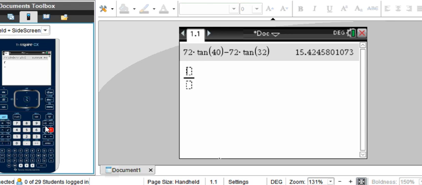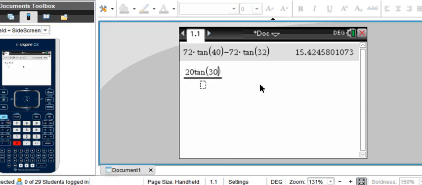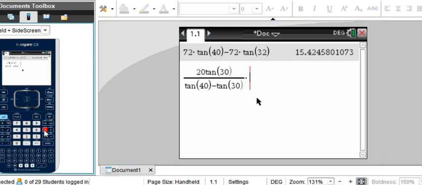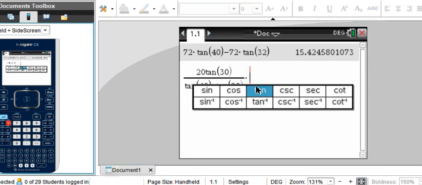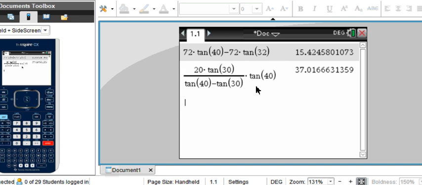So I've got 20 times the tangent of 30. In the denominator, I've got tangent of 40 minus tangent of 30. And then I want to multiply that entire fraction times the tangent of 40 degrees. And I'm going to take a minute now to make sure that I've entered that into the calculator correctly, because there's a lot of room for error there. And once I'm satisfied that I've indeed entered that correctly, then and only then will I hit enter.